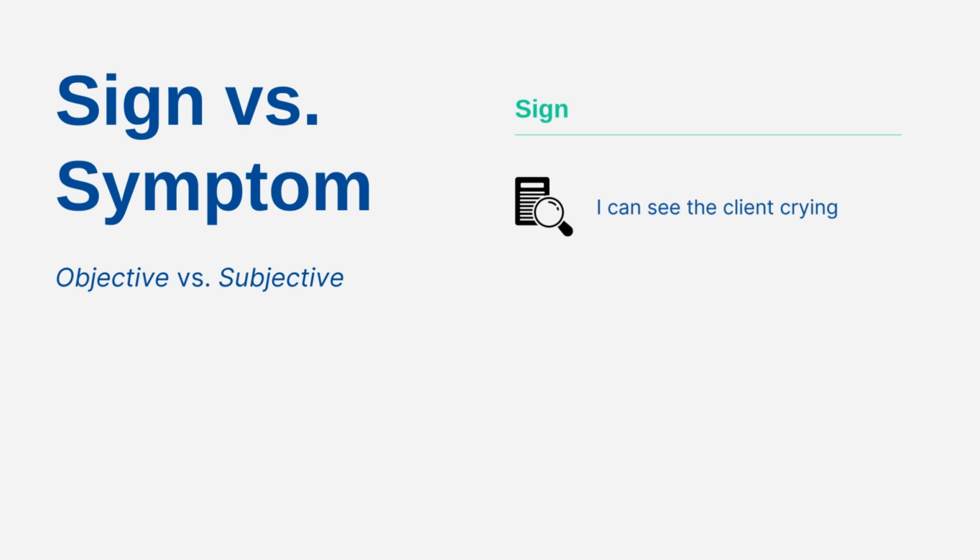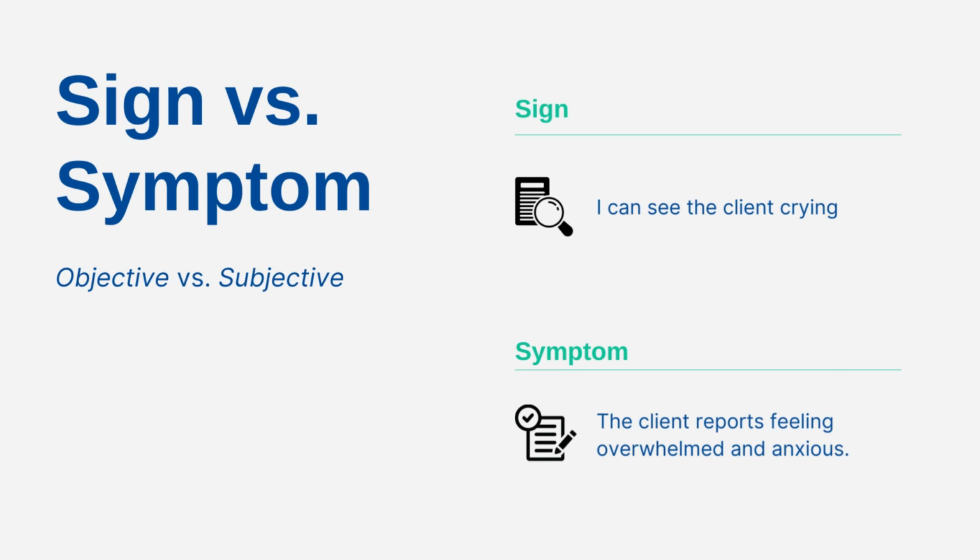It is vital to understand the differences between a sign and a symptom. For example, a sign is objective in nature. It is something we can see and observe. A symptom, on the other hand, is subjective and is based on the client's perspective. In other words, I can see the client crying. This is a sign. The client then expresses feelings of being overwhelmed and anxious. This is a symptom.